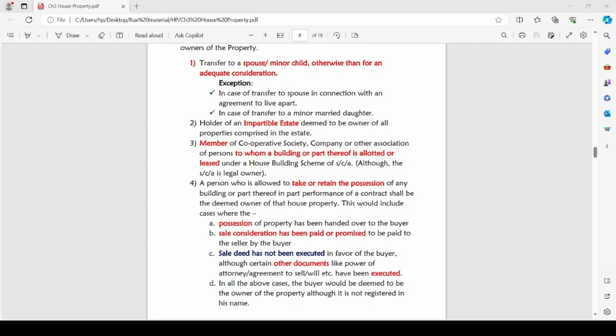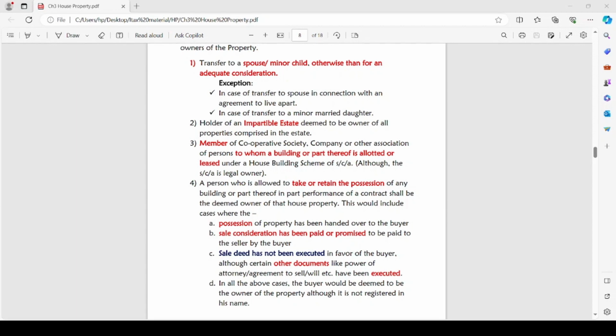Heading to our fourth case, a person who is allowed to take or retain the possession of any building or part thereof in part performance of a contract. Here there is a seller and a buyer. As part of the agreement, it has been stated that the buyer can take or retain the possession of any building or part thereof in part performance of a contract. In such a case, the buyer will be deemed owner of the house property.